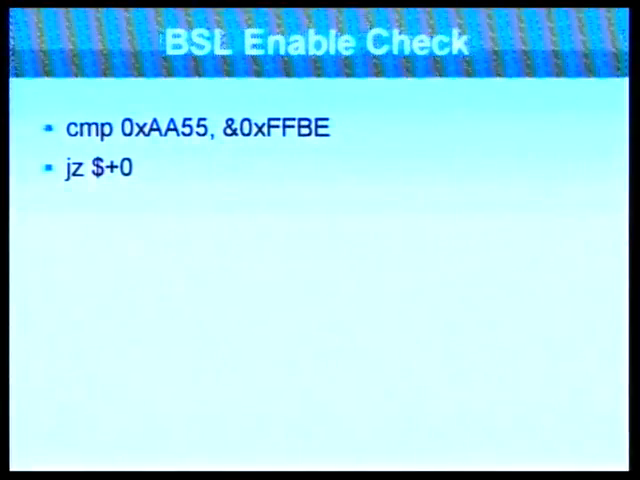if you look at the way that the BSL is disabled, you put the constant AA55 into memory at FFBE. It's part of flash memory. When it starts up, early on in the BSL, it checks them. And if the two are equal, if the constant AA55 and the contents of memory at the BSL key address, it enters an infinite while loop, the JZ plus 0 in assembly language.